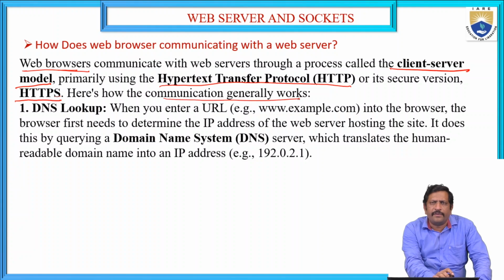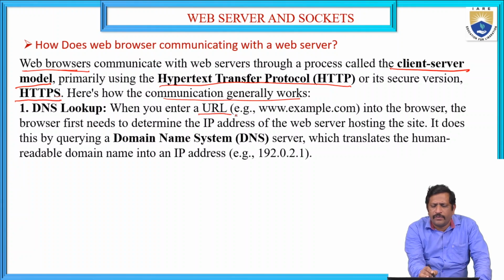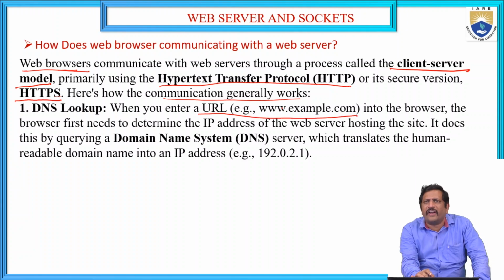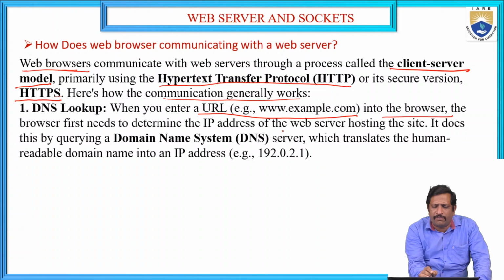If we see, we are utilizing the DNS lookup. When you enter the URL, the Universal Resource Locator, for example www.example.com or www.yahoo.com, google.com, these are all URLs entered into the browser, that means the internet browser or other applications. So this is the browser here. What it is doing first is determining the IP address of the web server.